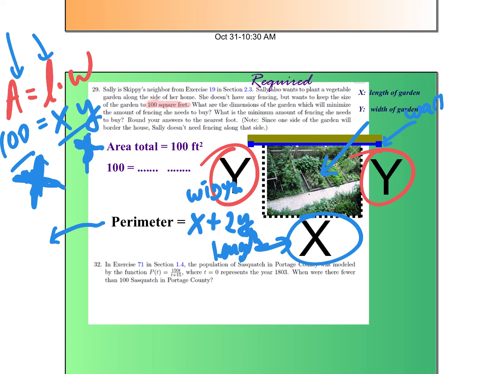What are the dimensions of the garden? Oh, I should highlight, not scribble it out. What are the dimensions of the garden which will minimize the amount of fencing she needs to buy? What is the minimum amount of fencing she needs to buy? Round answers to the nearest foot.